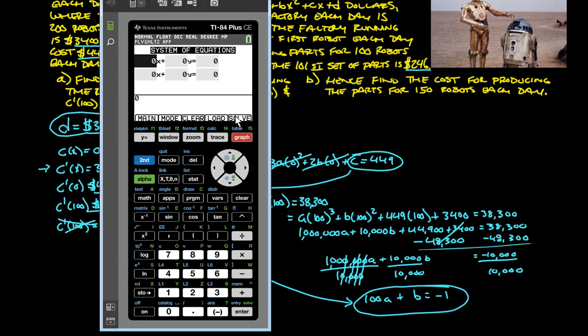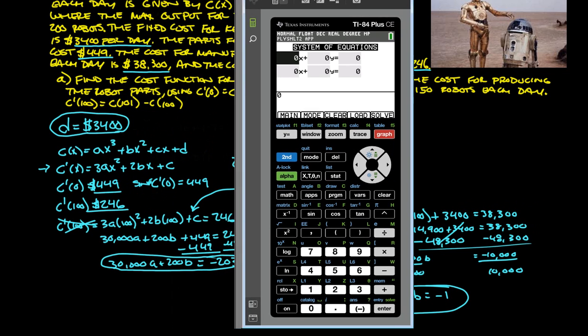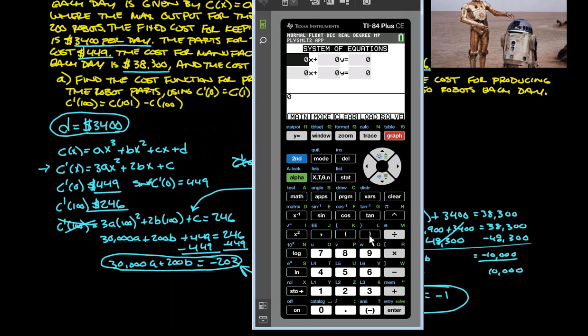And then we're going to enter in our two different equations. So our first one, we can do 30,000A. And then it's already got plus in there. And then we got 200B. Right? And then this equals -203. Make sure you push the negative and not the subtract.